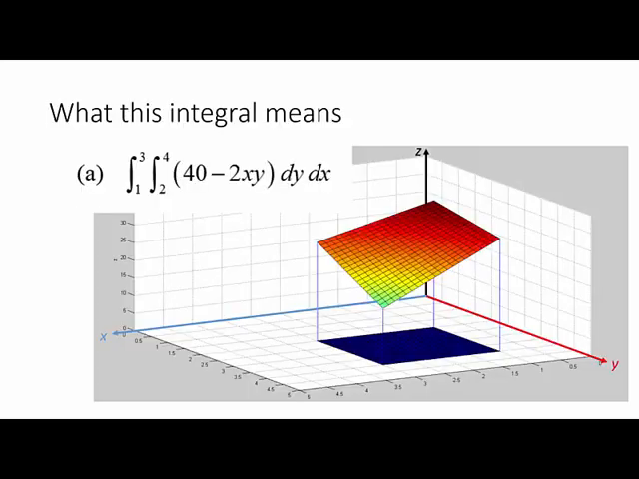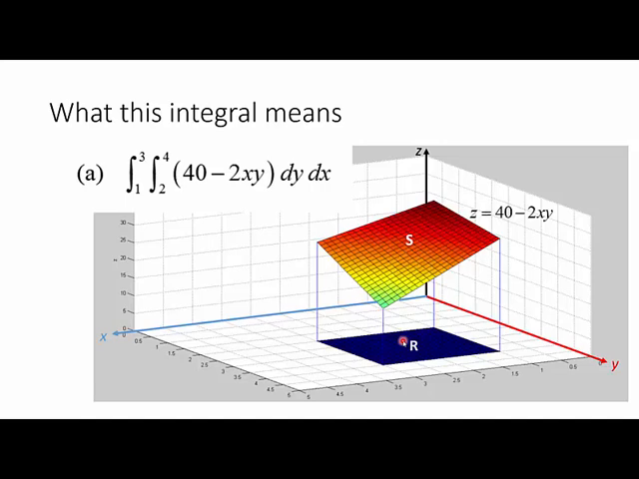We are now ready to evaluate the integral in part A. But first, let us understand what this integral means. You see here a 3D plot of a surface. This surface is given by the equation z equals 40 minus 2xy, and of course we call this surface the surface S. 40 minus 2xy is exactly what we are trying to integrate here in the integral. We also see that there's a blue region here, and this is exactly the region R.